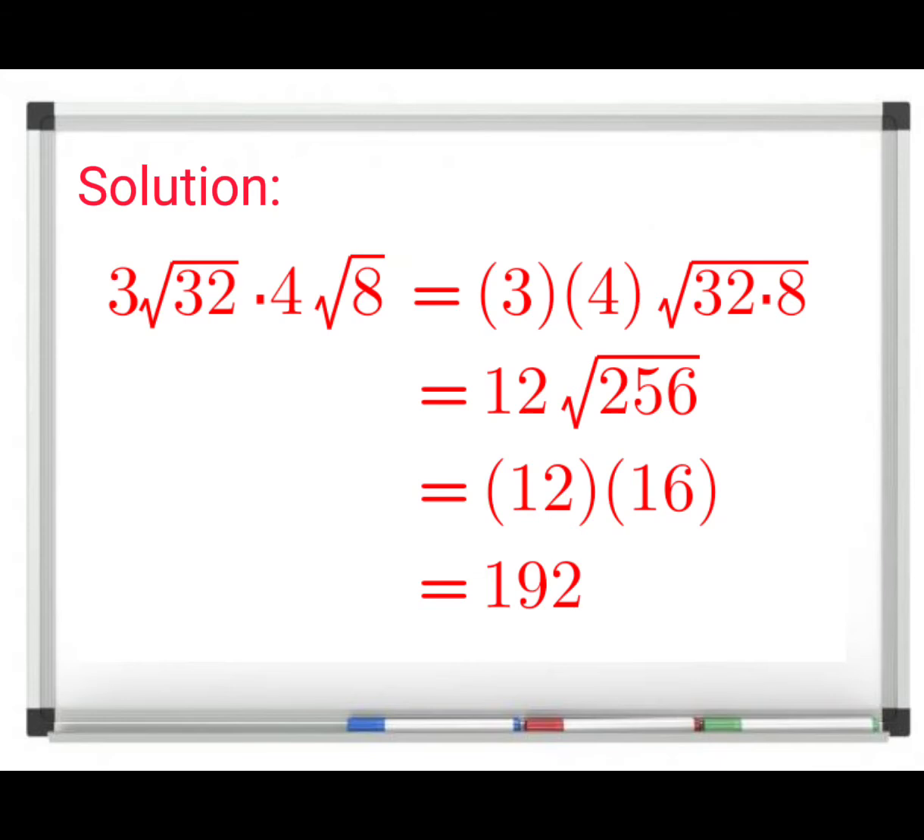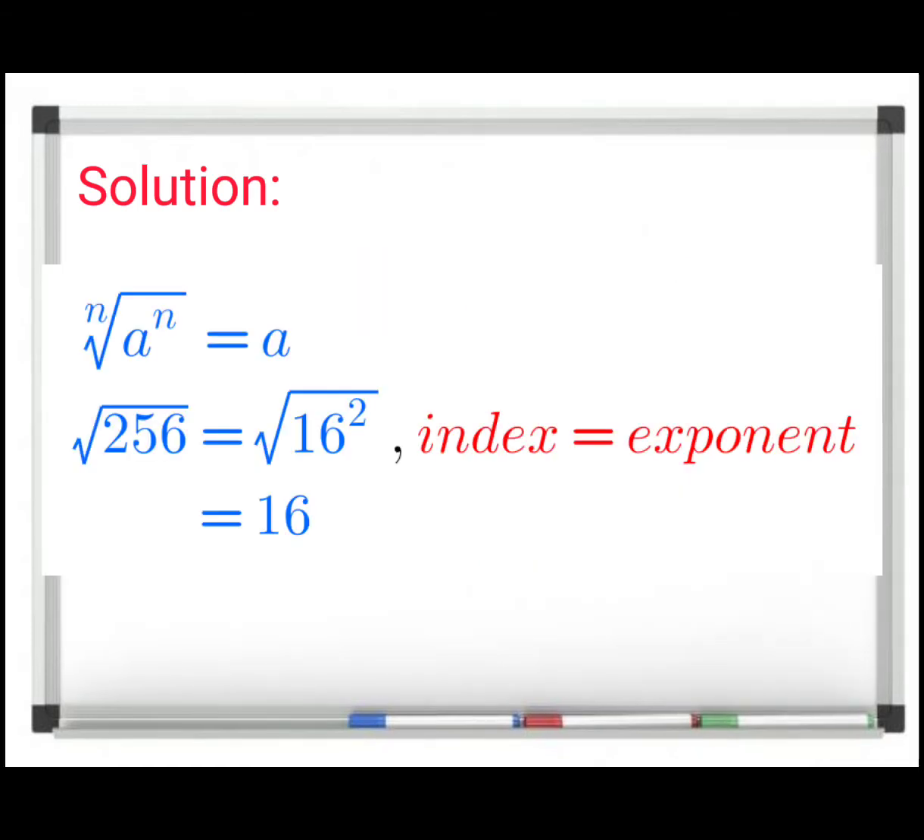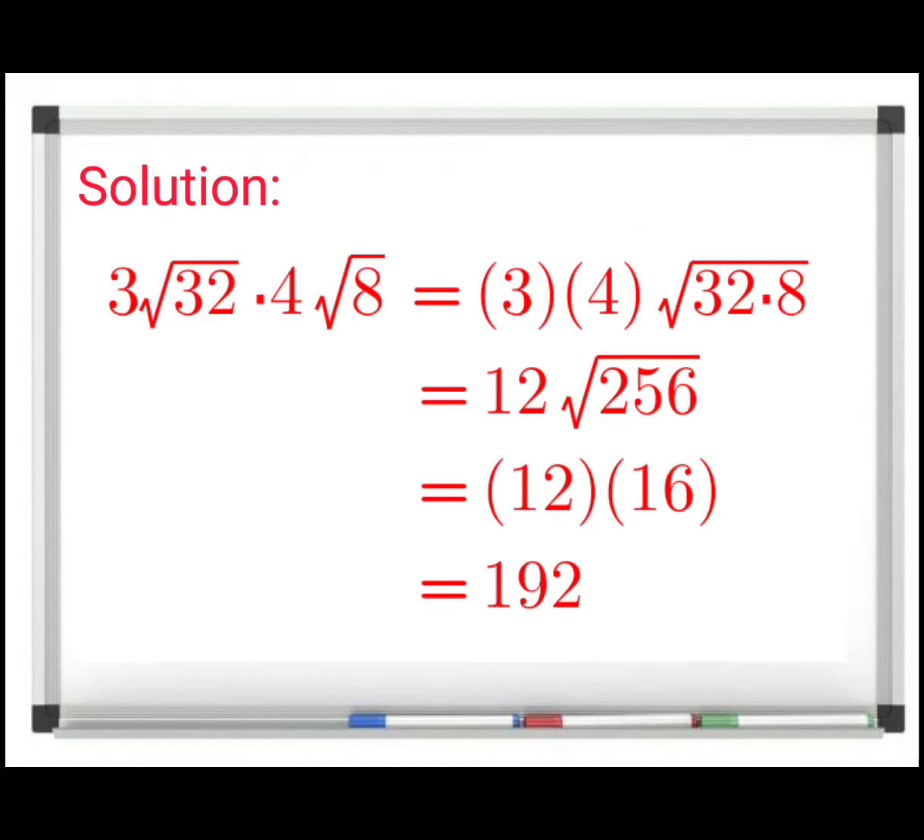Extracting the square root of 256, that is equal to 16. How did we get 16? Applying the property: the nth root of a certain number raised to n is equal to a. Finally, the product of 12 and 16 is 192. Therefore, the product of 3, the square root of 32, and 4, the square root of 8, is 192. Did you get it? Yes, sir.